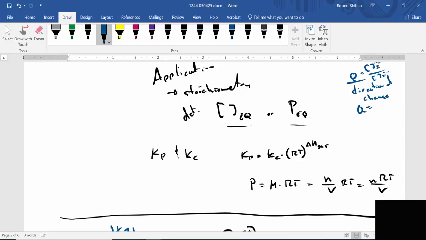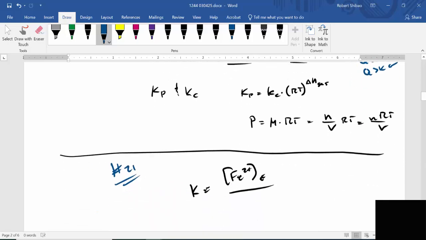So if Q is equal to K, there's no change. It's already at equilibrium, because we're looking at initial and comparing it to the equilibrium. If Q is less than K, then there's not enough product. We expect the change to be left to right. If Q is greater than K, there's too much product, and therefore we've got to get rid of it. So the change is right to left.